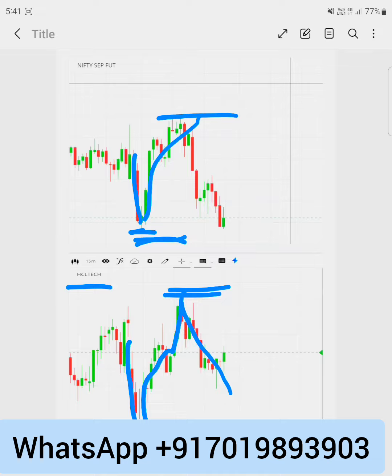This is a very simple kind of formation. You just have to see the Nifty future chart only, and decide on selecting the stock which is following the Nifty trend.